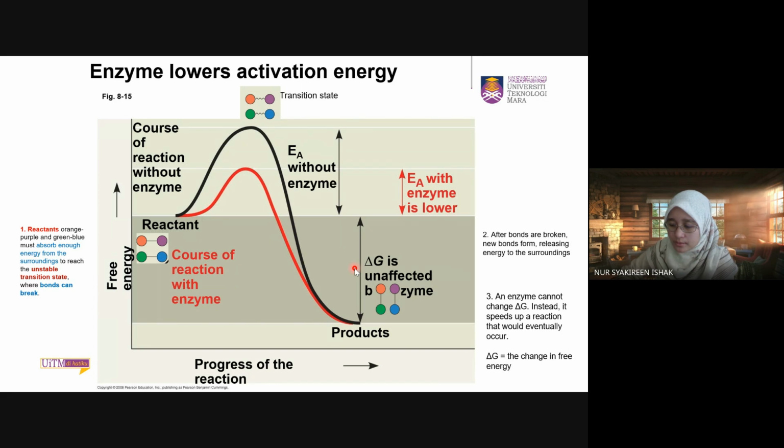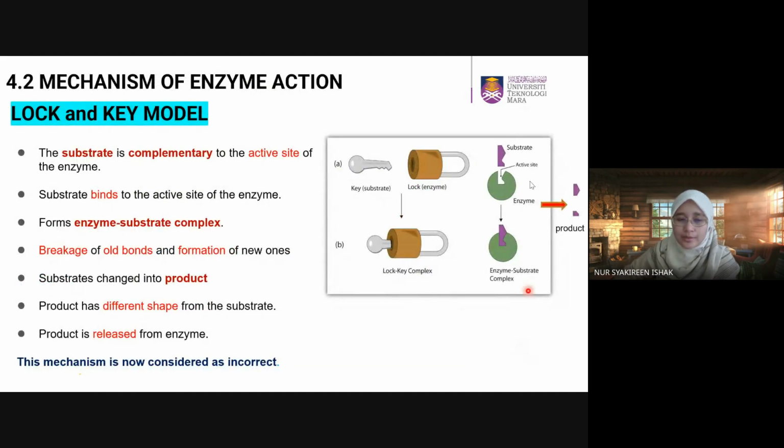It says here for point number 3, an enzyme cannot change the delta G, the change in free energy. Instead, it speeds up a reaction that would eventually occur. With or without enzyme, the reaction will still occur, it is just whether it is fast or slow. Like that.